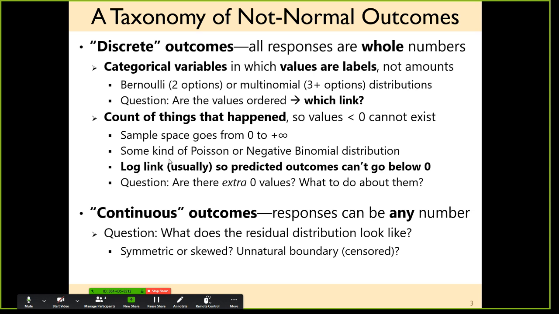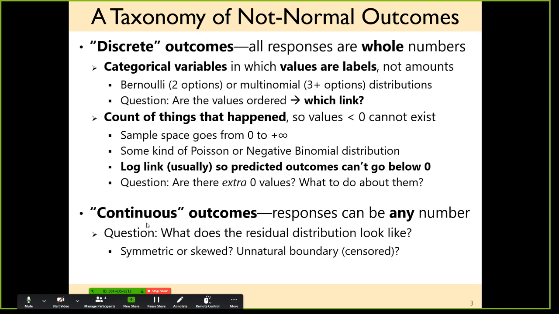Almost always for counts, you're going to want to use a log link. That's a natural log, by the way, not log base 10 or base anything else. The rationale for that is so that it keeps the predicted outcomes above zero. And one of the tricks, in addition to extra skewness in the counts, is zeros. You can have no zeros or too many zeros, and that requires extra additions to the model as well.